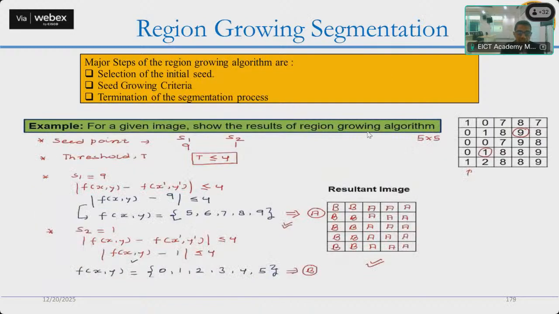So that is basically the region growing segmentation. What are the major steps of the region growing algorithm? That is basically selection of the initial seed. Thereafter, you take the seed growing criteria and then termination of the segmentation process.